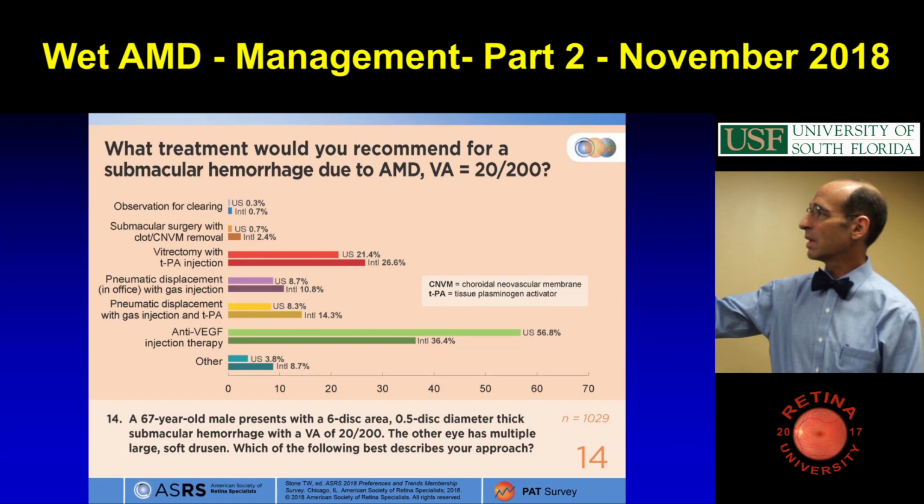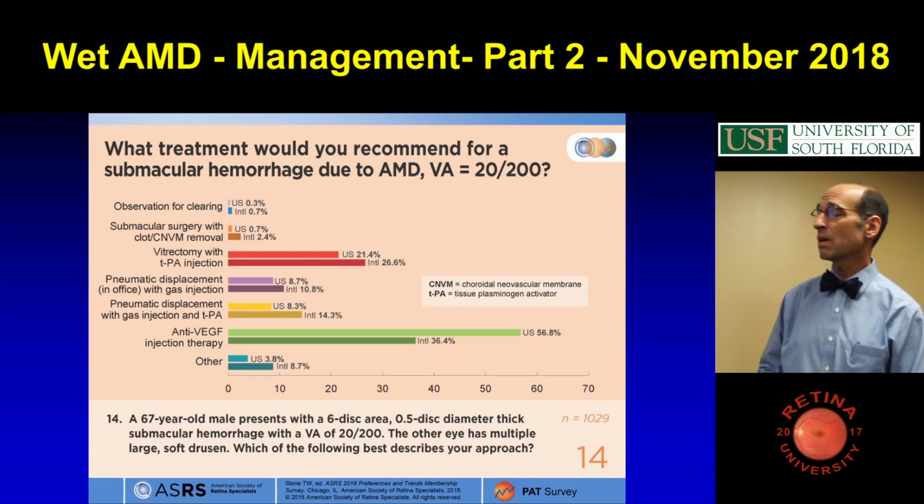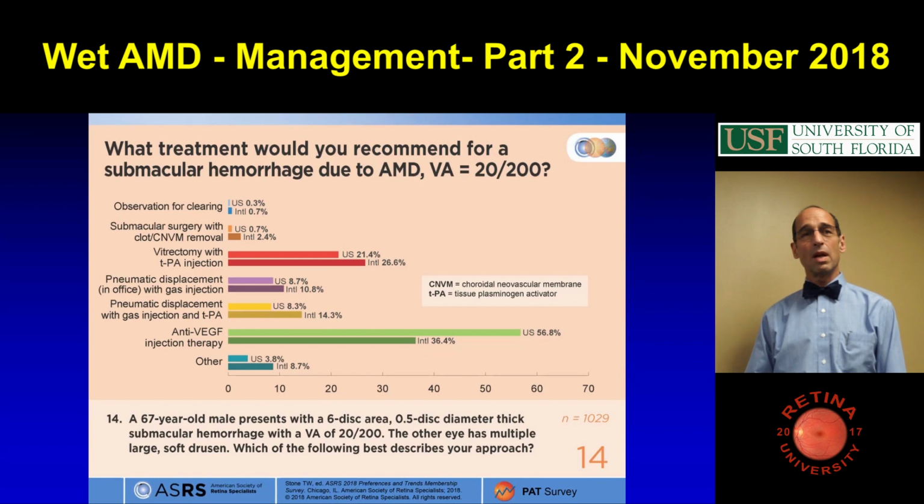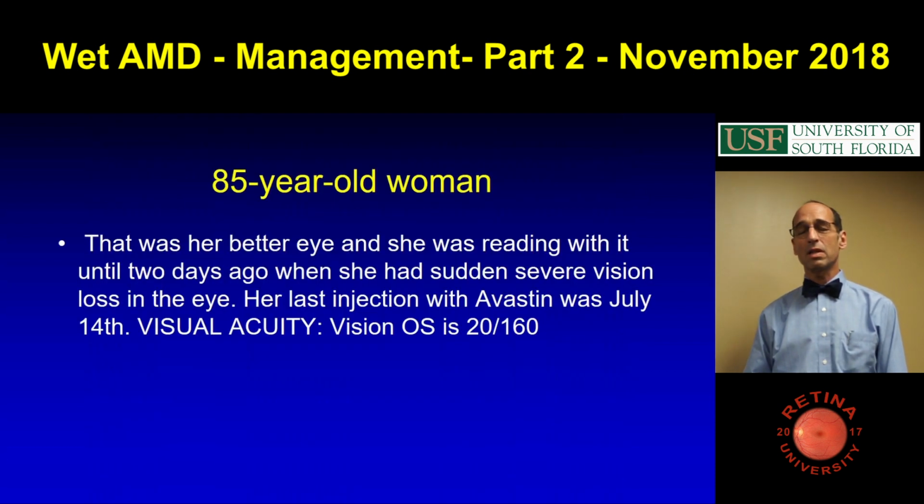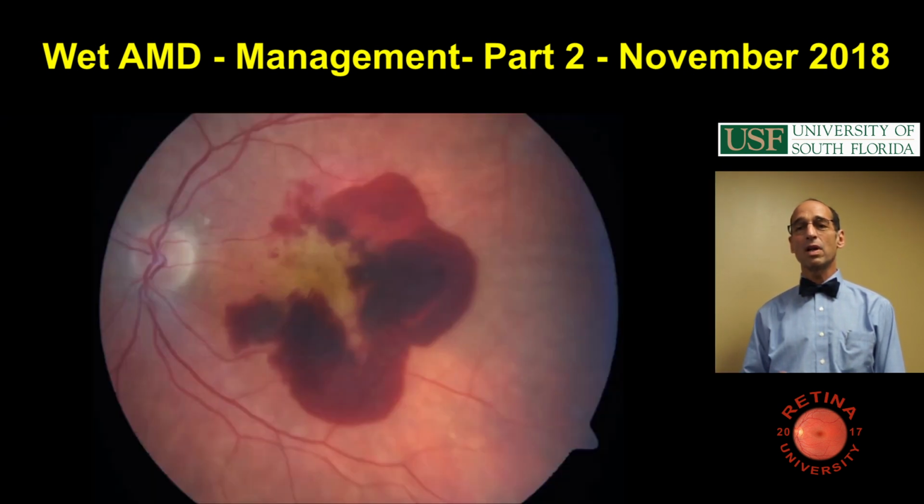This was a submacular hemorrhage question, and there are people that recommended displacement. And then some people do a vitrectomy. Actually, a fair number, 25% do vitrectomies for this. And that's what I did on this patient. This was a lady who presented with subretinal hemorrhage. This was her better eye.